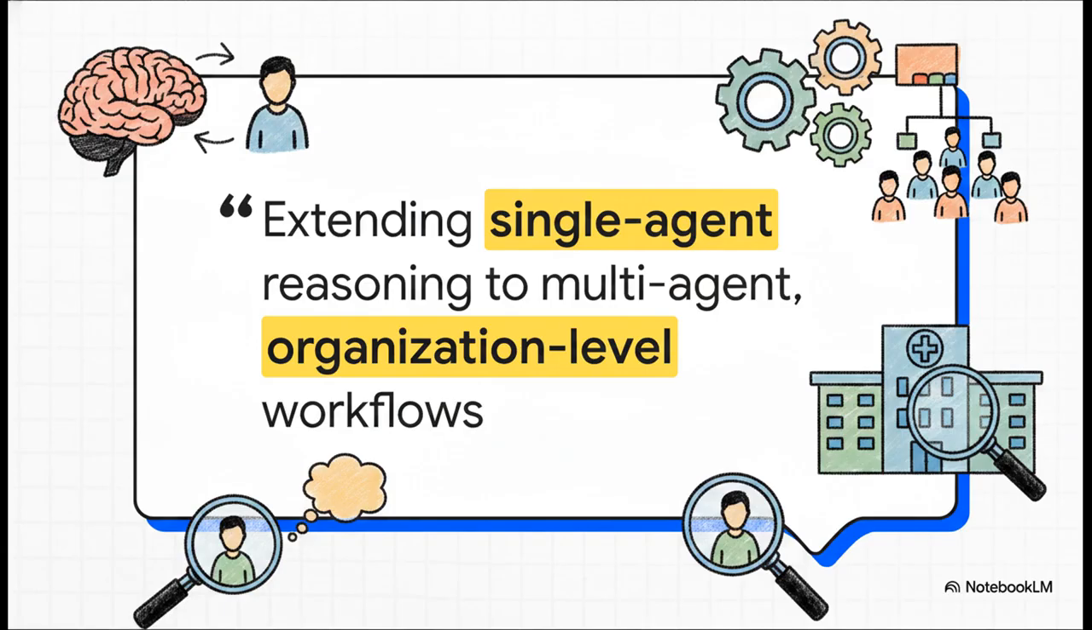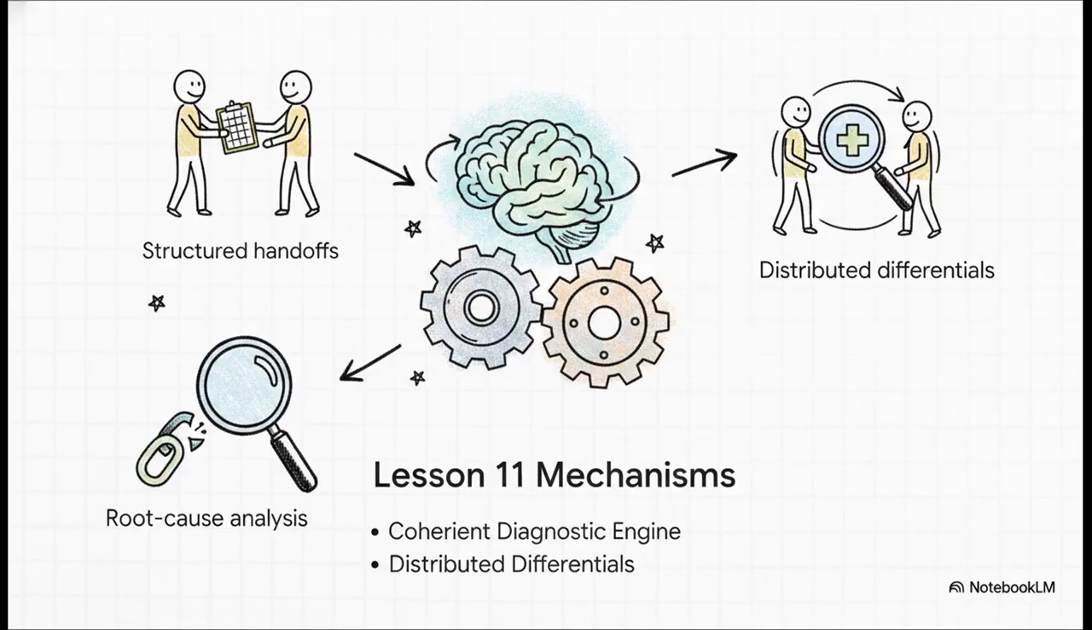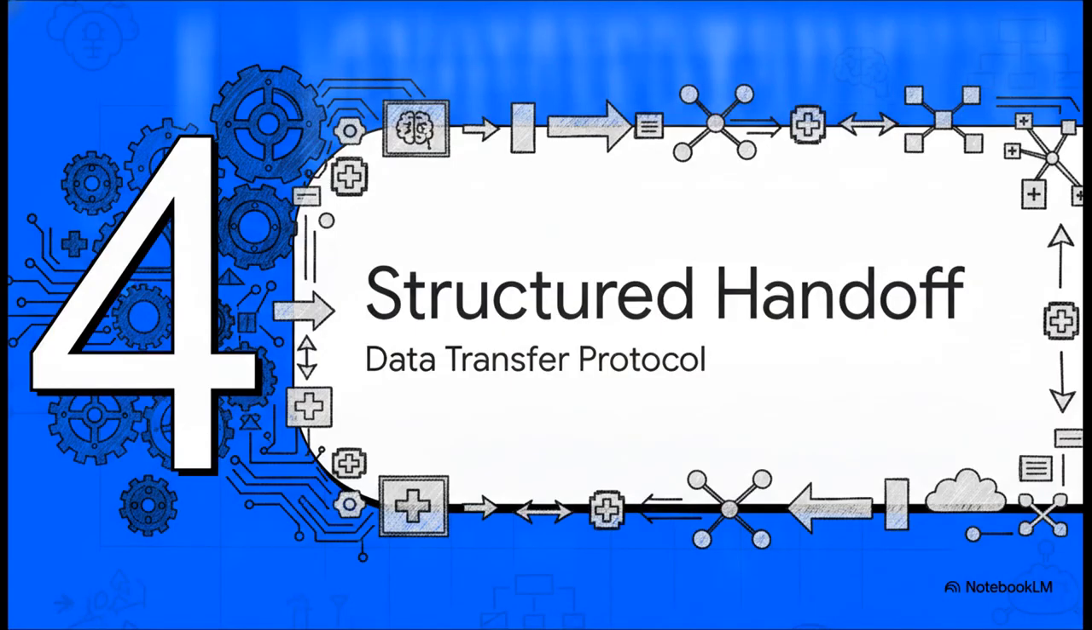So, to actually make that happen, Lesson 11 outlines 3 specific organizational mechanisms to prevent system failure when we scale up. We've got structured handoffs, distributed differentials, and systems-level root cause analysis. These are literally the operational tools that allow multiple minds to act as one single coherent diagnostic engine without dropping the ball. Let's break these down one by one. Starting with Section 4, Mastering the Structured Handoff, which is basically our data transfer protocol.